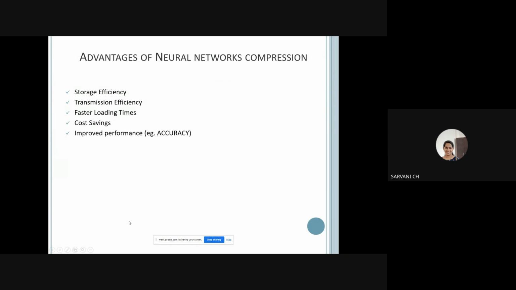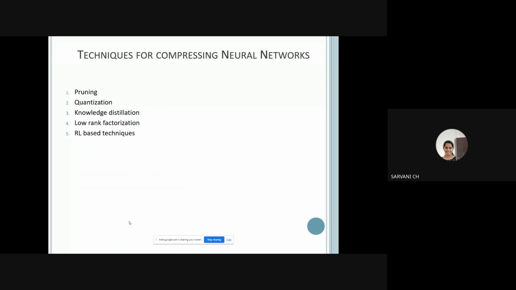With compression, the models that were trained using heavy GPUs for many days can now be easily deployed on edge devices. Coming to the techniques for compressing neural networks, these are the main techniques. Firstly, pruning, where certain connections and weights are removed based on certain criteria. And quantization involves reducing the precision of the weights in the neural networks. Neural networks mainly consist of weights, and you need to represent them using some number of bits. Using quantization, the same weights are represented with fewer bits, which reduces the memory footprint.